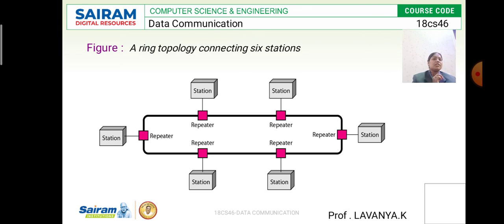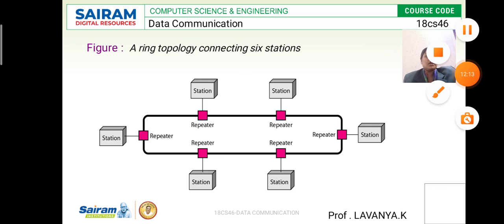Then the disadvantages. If one station goes down, the entire network goes down, because all the devices are interconnected in the form of a ring, or a circle. So if one station goes down, obviously the entire network goes down. And reinstalling, reconnecting, or remaking the ring topology is very difficult, because we need n number of input output wires or n number of input output ports. So this is the ring topology.